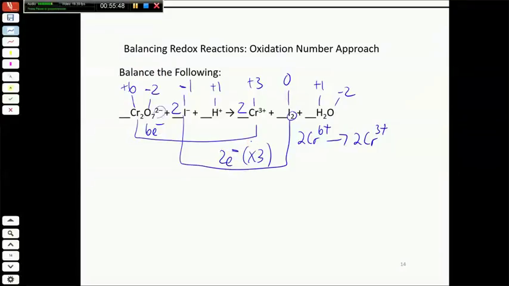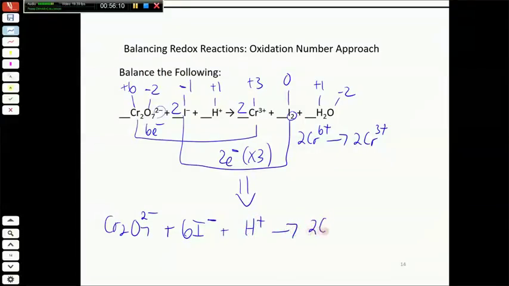We need 6 electrons to be lost by iodine, so that means this coefficient has to be multiplied by 3. So we're going to have Cr2O7 2 minus. This coefficient has to get tripled to balance the number of electrons, so we're going to have 6 I minuses. So far we haven't added a coefficient for H+, and then on the product side we have 2 Cr3+. We had to triple the coefficient on I2 to balance the number of electrons, so that's 3 I2, and then water.